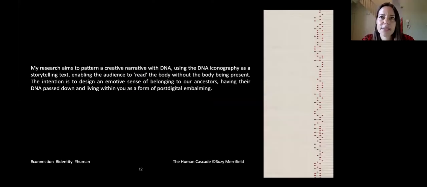My research aims to pattern a creative narrative with DNA, using the DNA iconography as a storytelling text, enabling the audience to read the body without the body being present. The intention is to design an emotive sense of belonging to our ancestors, having their DNA passed down and living within you as a form of post-digital embalming.